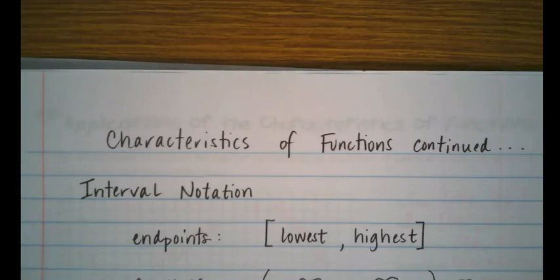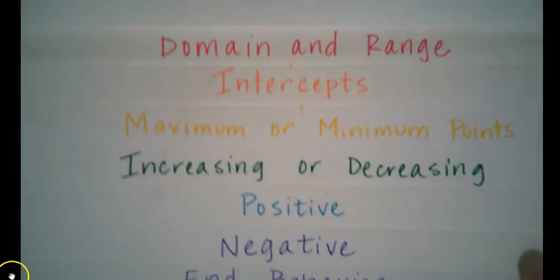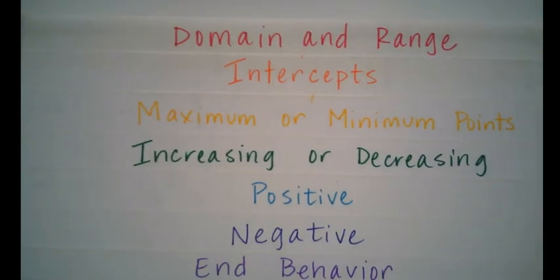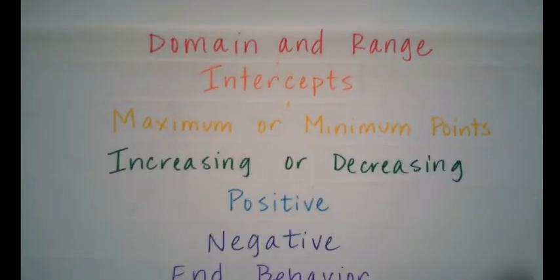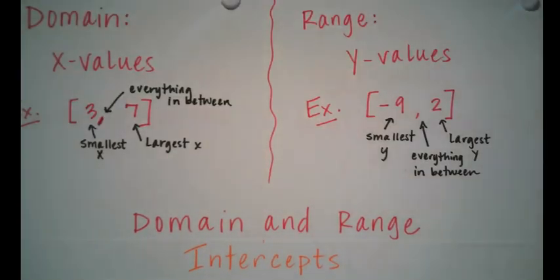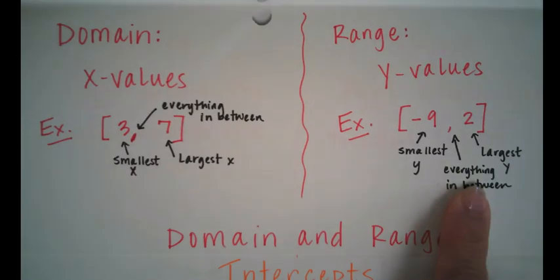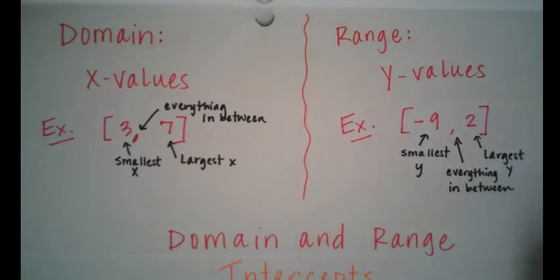All right, so we're going to continue talking about characteristics of functions. And the first thing I want to do is to just quickly review what we did in our flip chart here. So we created our flip chart just to help you out with the different characteristics that we're going to be looking at. So domain and range. So domain, we're talking about the x values of our function, and the range is talking about the y values.